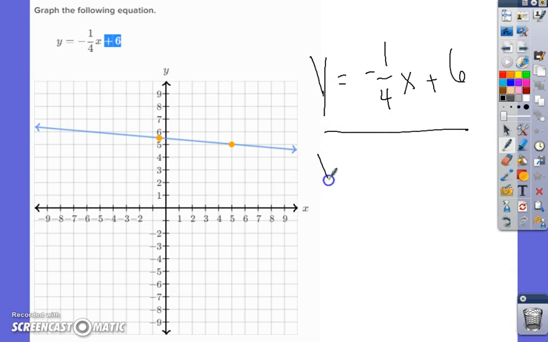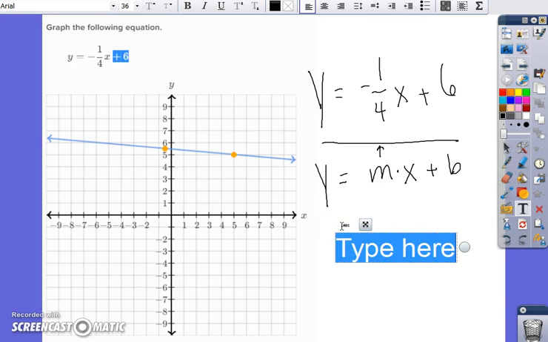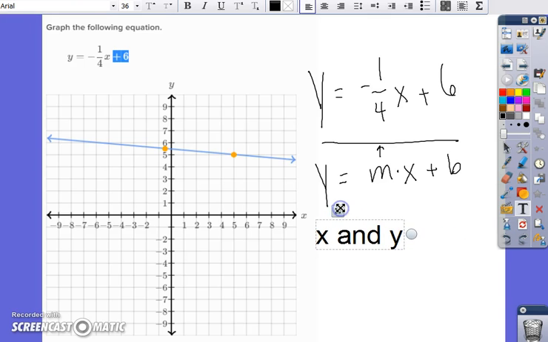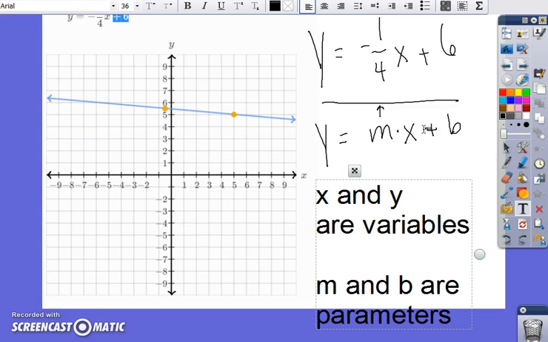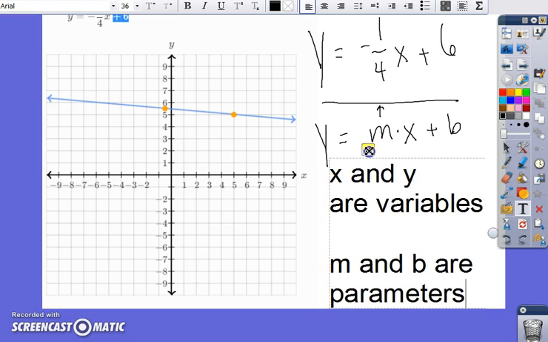So the equation goes y equals m, so whatever is in front of the x is m, times x plus b. Okay, so if I were naming those things, I would call x and y variables, because x and y are the things that are changing. In other words, x and y can be anything. So x and y are going to stay in this equation. Here's y and here's x, and they could be anything. And the other two numbers, m here and b here, m and b are parameters. Parameters. In other words, those are numbers that are in the equation that I can just read off.